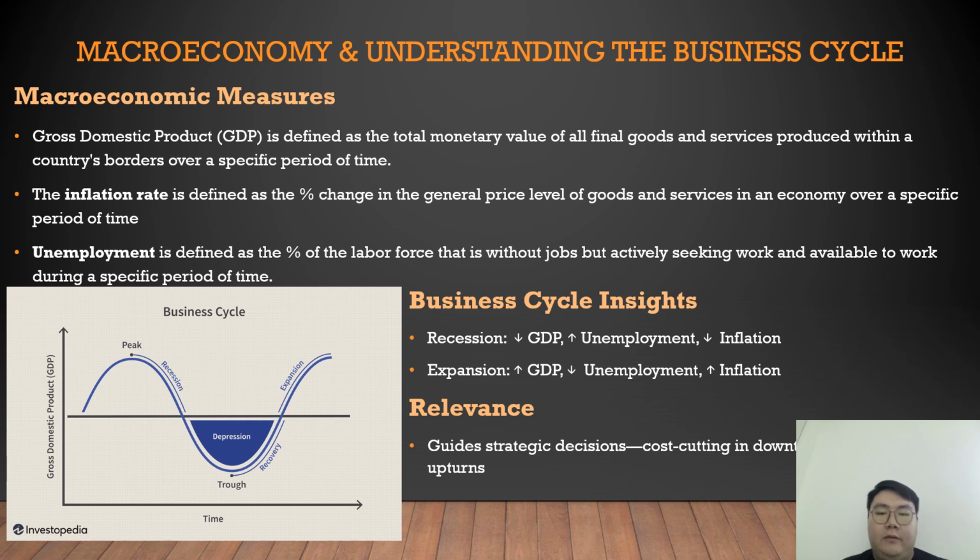Looking at the business cycle, you can see that during a recession, GDP will usually decrease, the unemployment rate increases, and inflation decreases. During expansion of the business cycle, we can see that usually GDP increases, unemployment decreases, and inflation increases as well. For our organization, understanding the business cycle helps us to plan strategically.